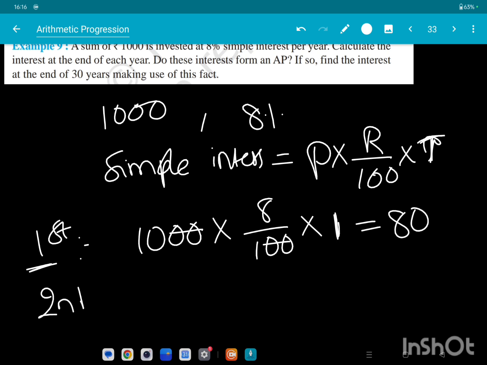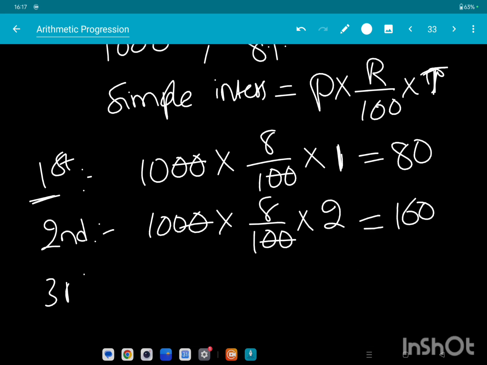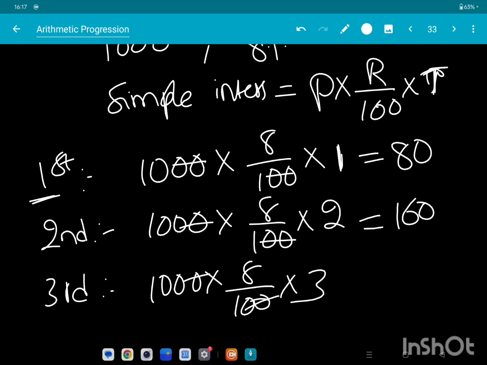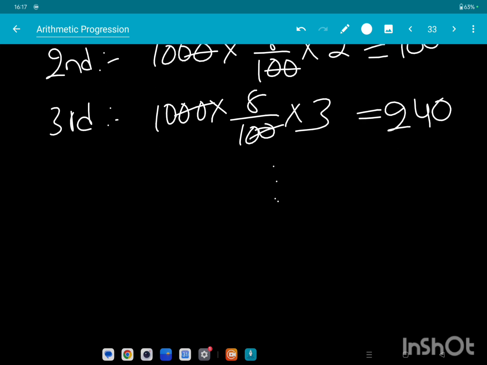Then what is the second year? 1000 into 8 by 100 into 2. Second year means 2 years, right? So 2 zeros cancel. 8 2s are 16. 160. And the third year, what is the interest? 1000 into 8 by 100 into 3. 2 zeros cancel. 8 3s are 24, 240. And so on. They are asking for the 30th year.